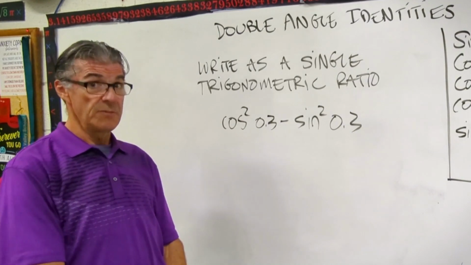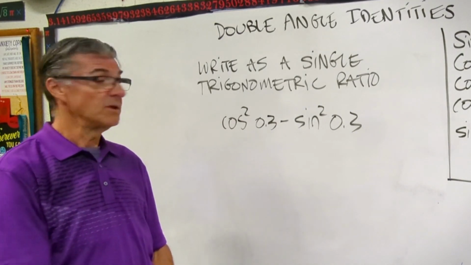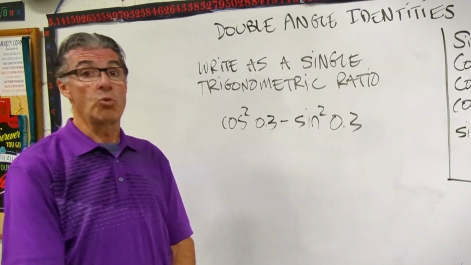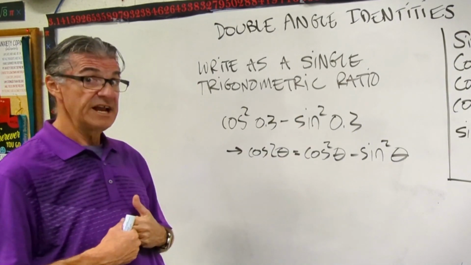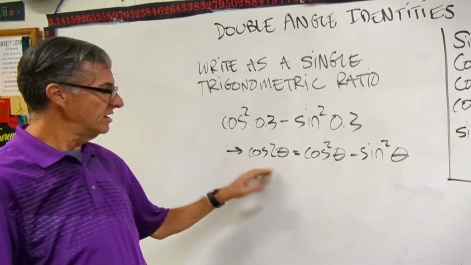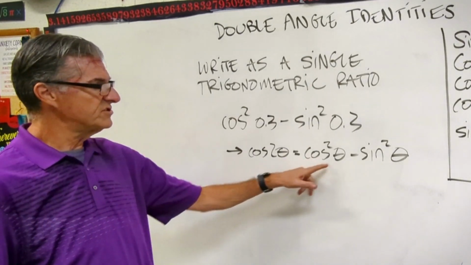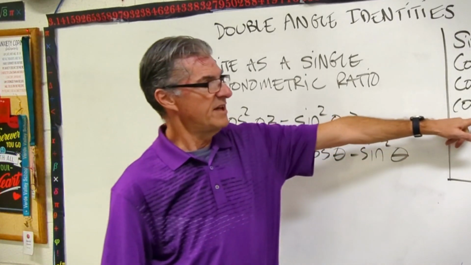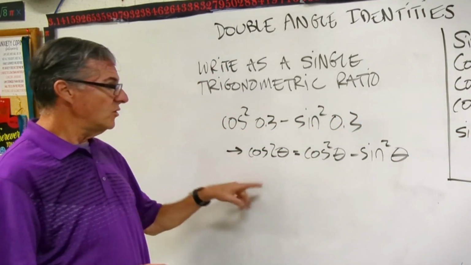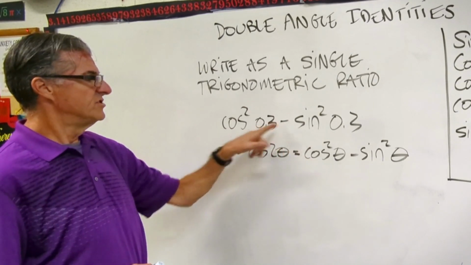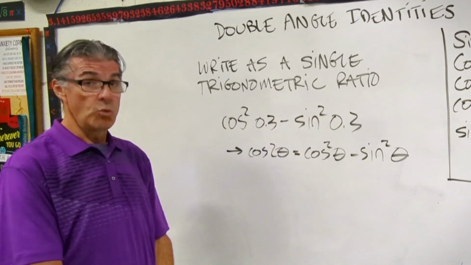And yes, this is a double angle identity type problem. So write this as one ratio. If you weren't sure which double angle identity to use, I gave it to you here. It's cosine 2 theta equals cosine squared theta minus sine squared theta. That's this one here from our reference. So now if you haven't finished this problem, go ahead and use this identity to write this expression as one ratio.